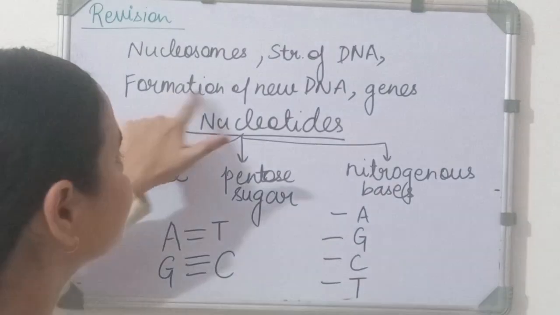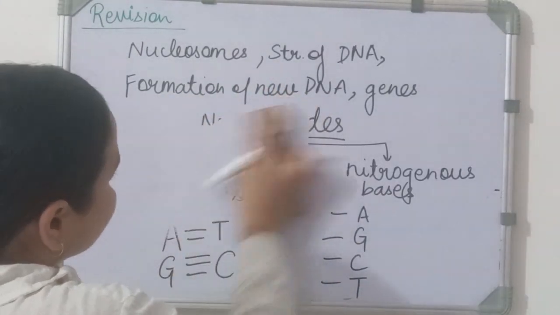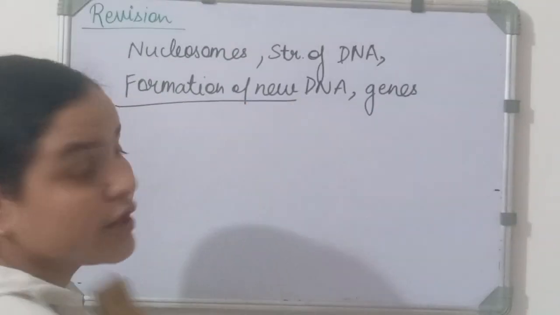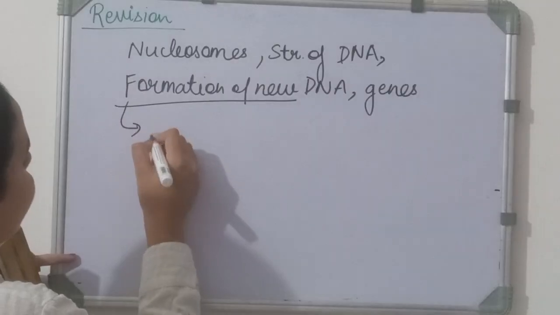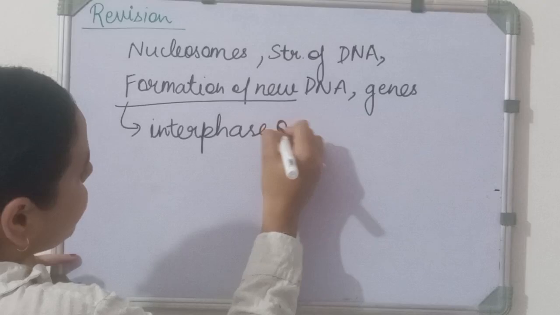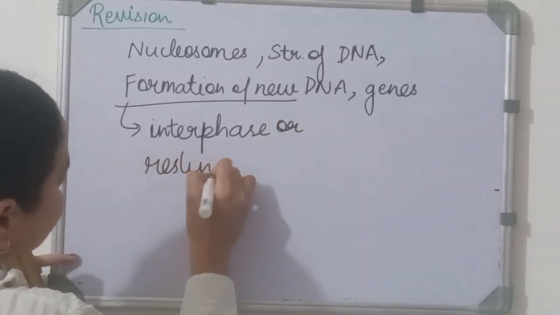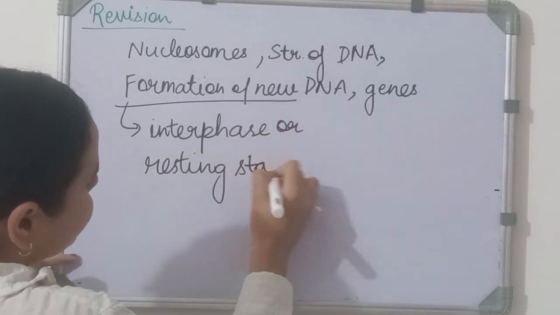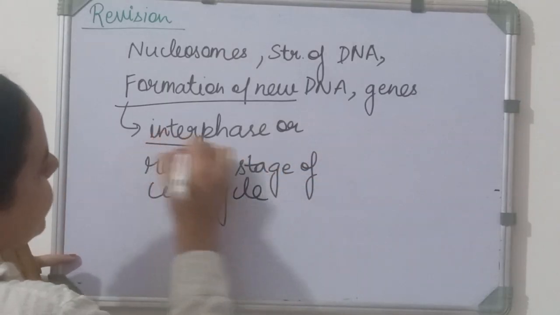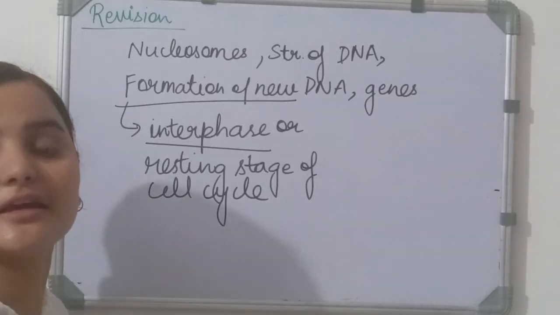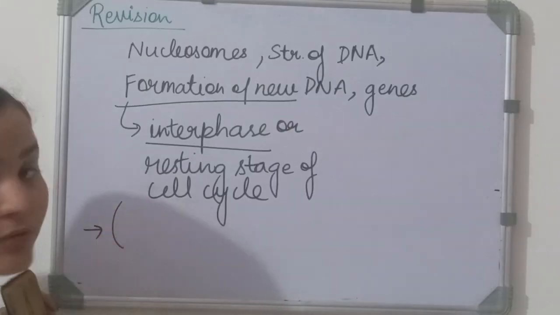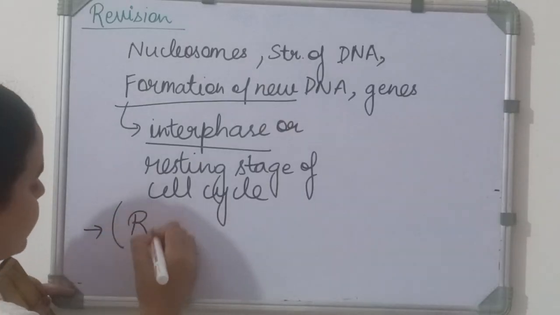Now let's study formation of new DNA. So, new DNA is formed during the interphase or resting stage of cell cycle. During the interphase stage, formation of new DNA was taking place. Means DNA was getting duplicated, and the process is known as replication.